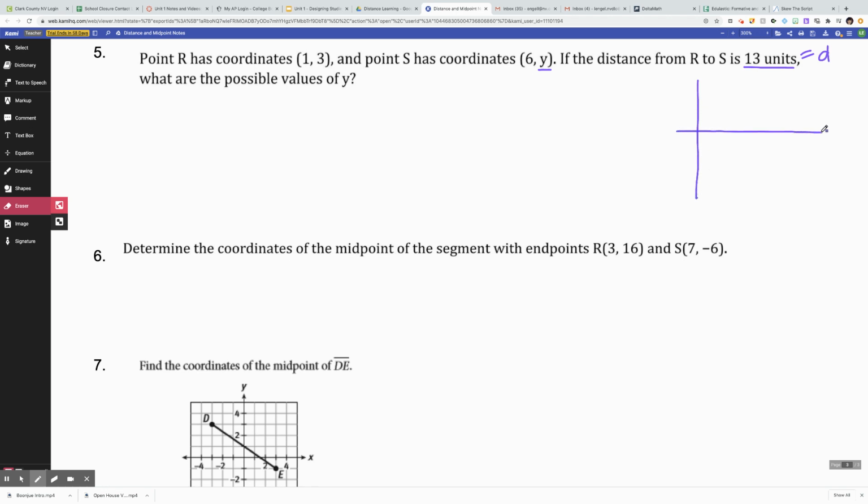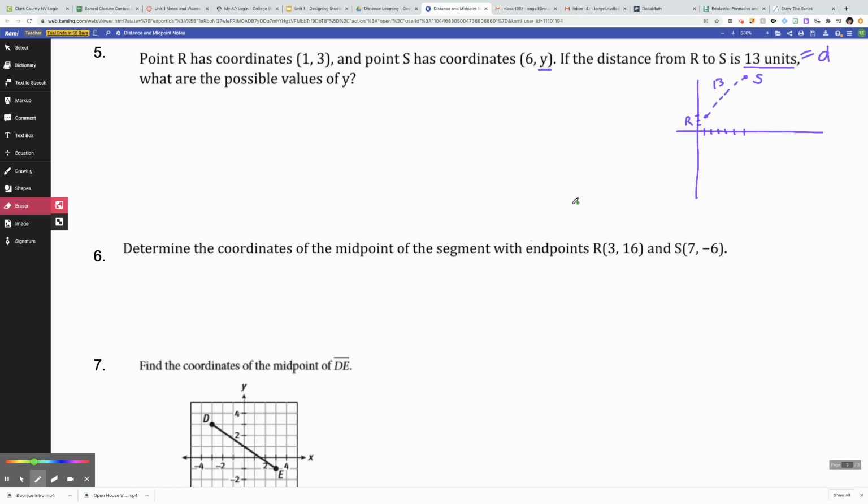So if we draw a coordinate grid, okay, so here's 1, 2, 3, 4, 5, 6. 1, 2, 3. Okay, so here's my point R, and I want the distance to be 13 units. Okay, so that point S is at 6 something. So it could be like way up here. S, right? That's a possibility, where the distance between those 2 points would be 13.